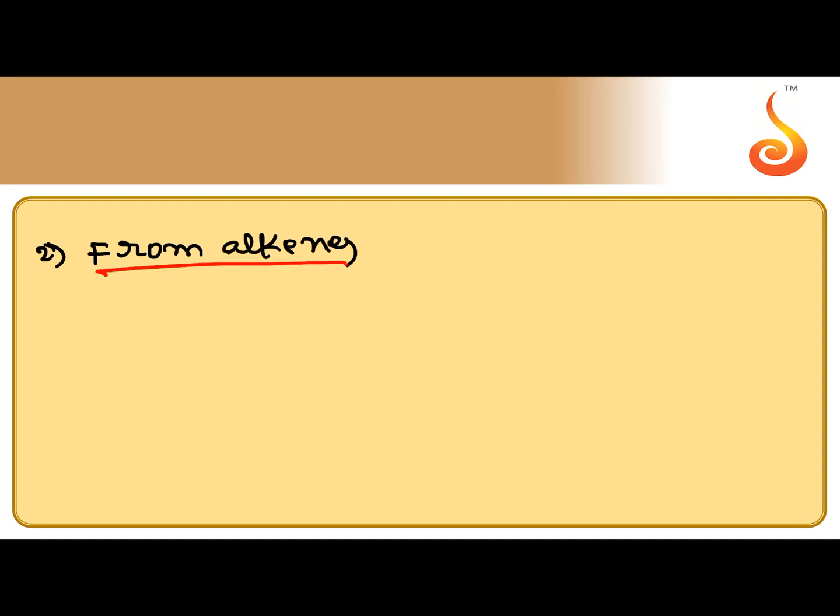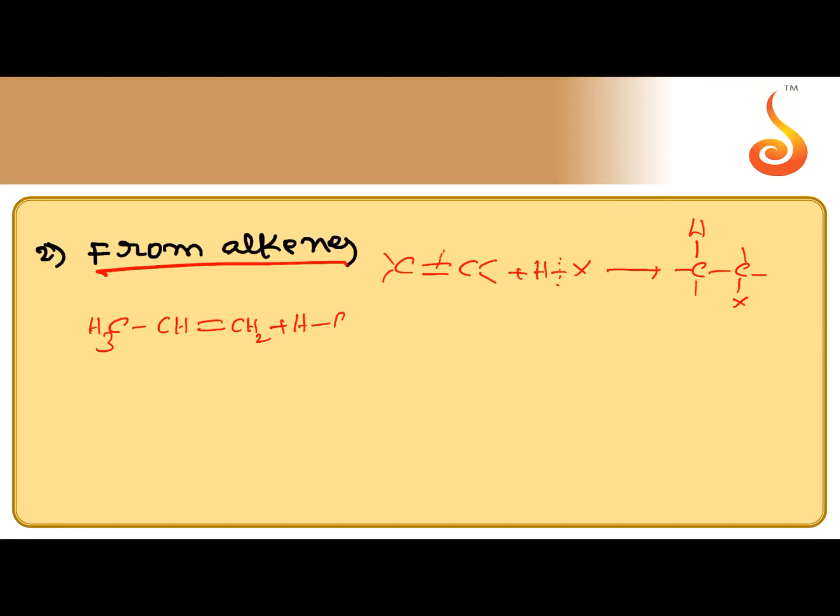Next, another method from alkenes by the addition of hydrogen halide. When hydrogen halide is added to an alkene, the pi bond is broken, H goes to one carbon, X goes to another carbon. So we can get haloalkanes. If the alkene is unsymmetrical, for example propene plus HBr, we can get two types of products.